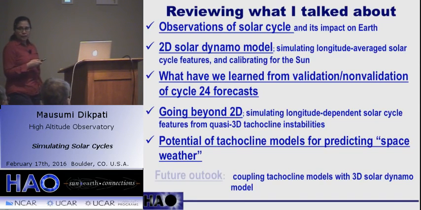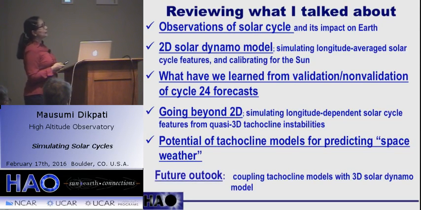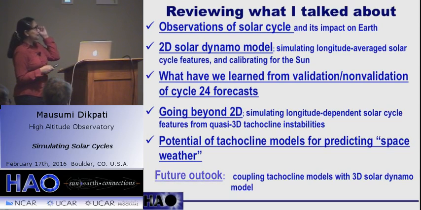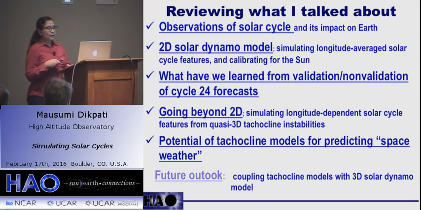Observations indicate longitude dependent solar cycle features, and I explained how to go beyond 2D and explain the longitude dependent solar cycle features from quasi 3D Tachocline instabilities and demonstrated its potential to be able to predict space weather type events. And now I want to talk about future outlook.